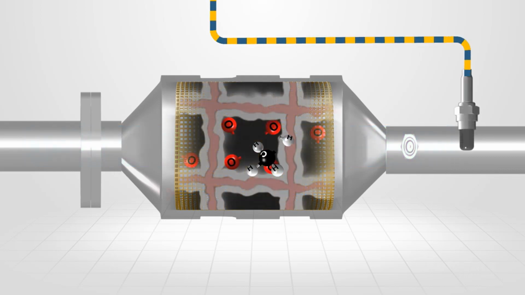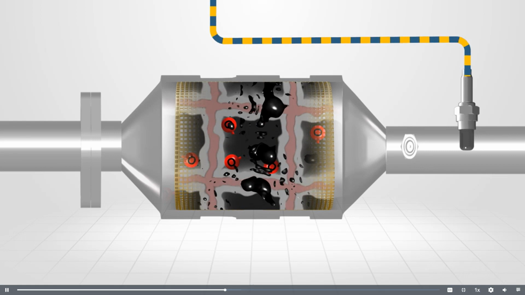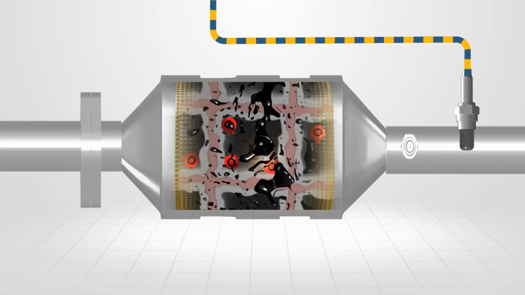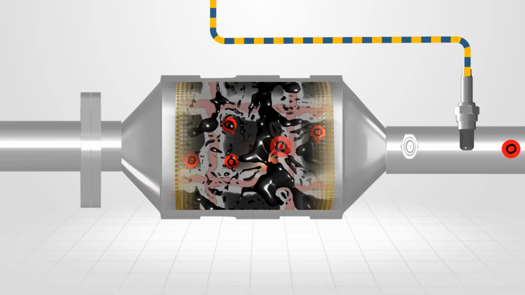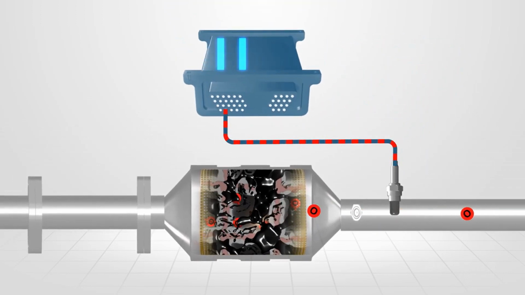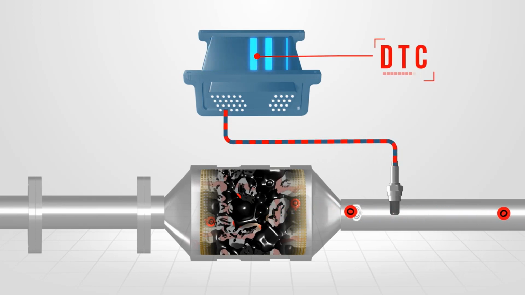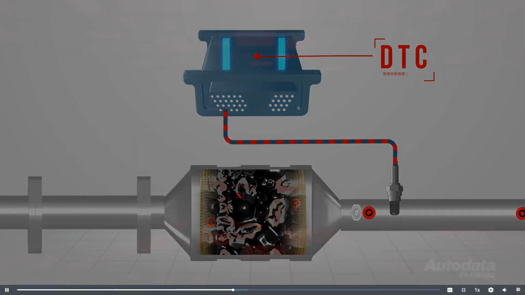A downstream oxygen sensor is used to monitor the efficiency of the catalyst. If the substrate becomes contaminated or damaged, the oxidising process is inhibited, resulting in additional oxygen exiting the catalyst. The oxygen sensor reacts to this, and the resulting signal is interpreted by the ECM and an appropriate DTC is logged.